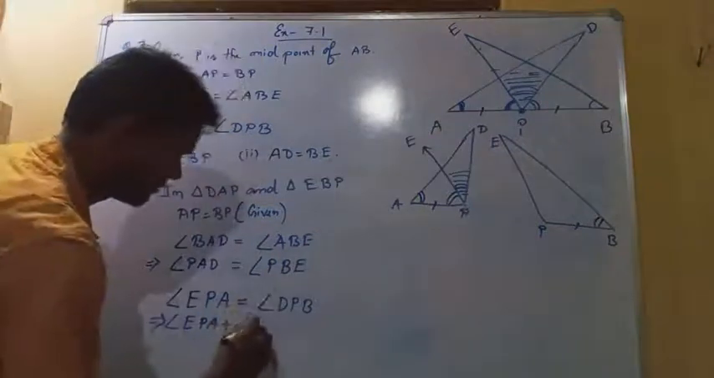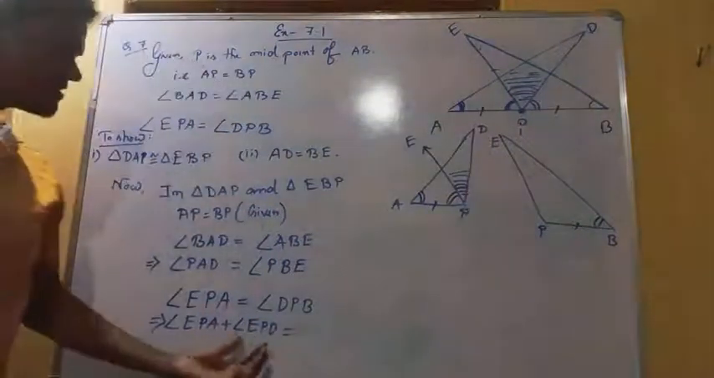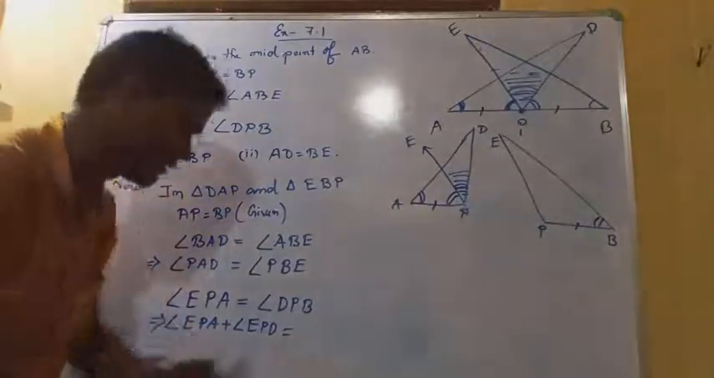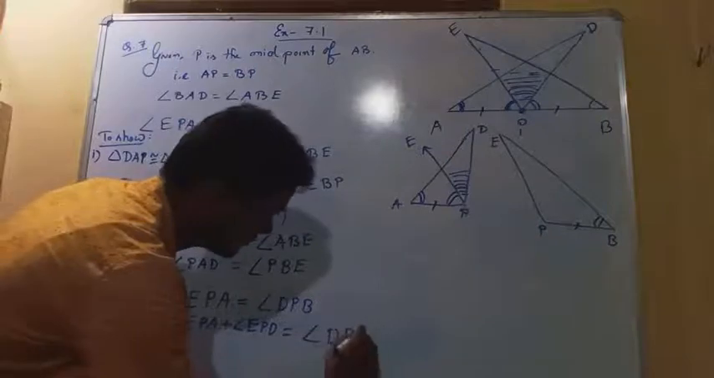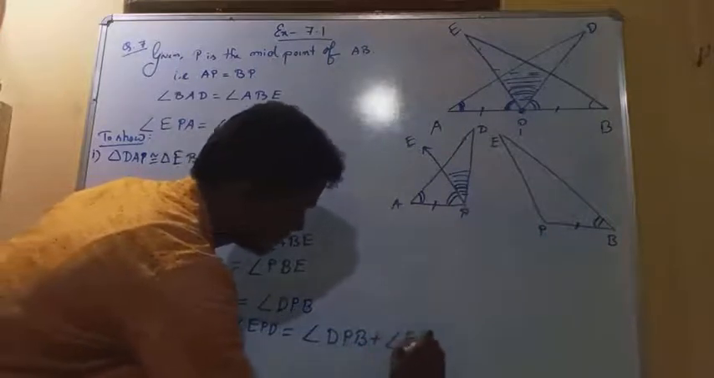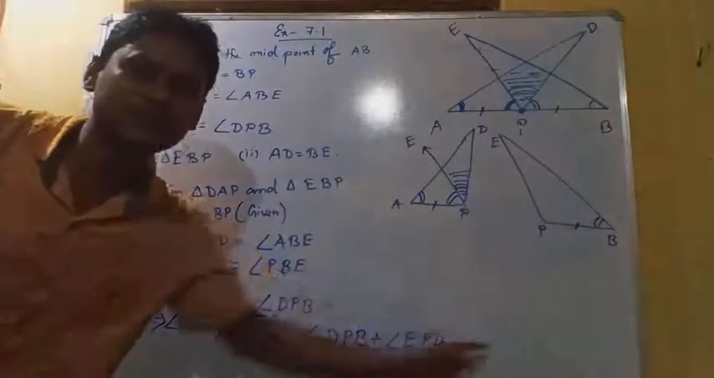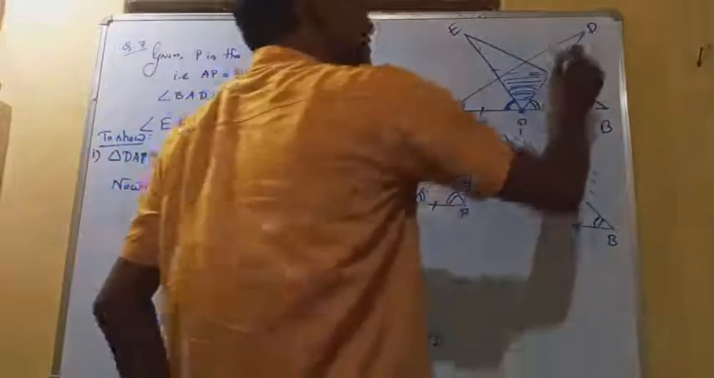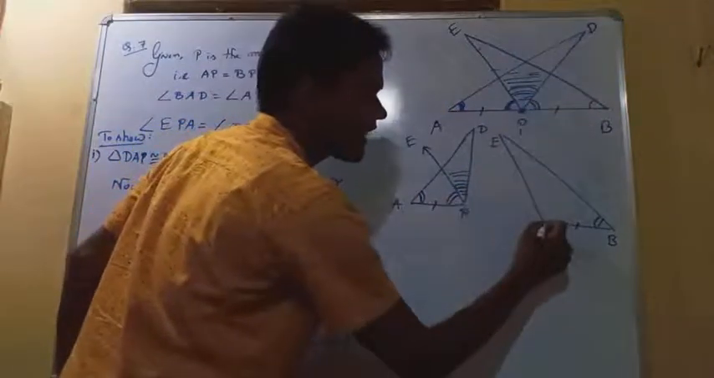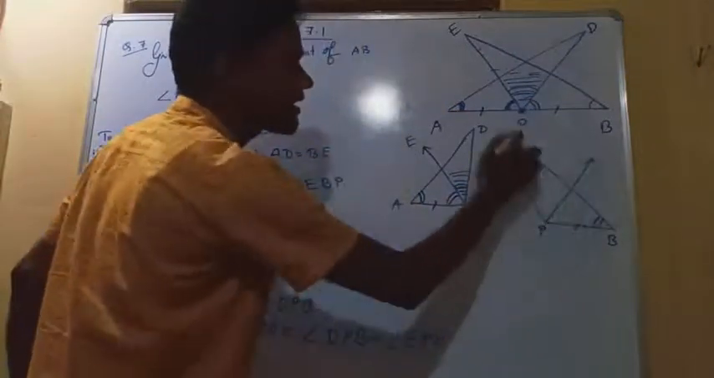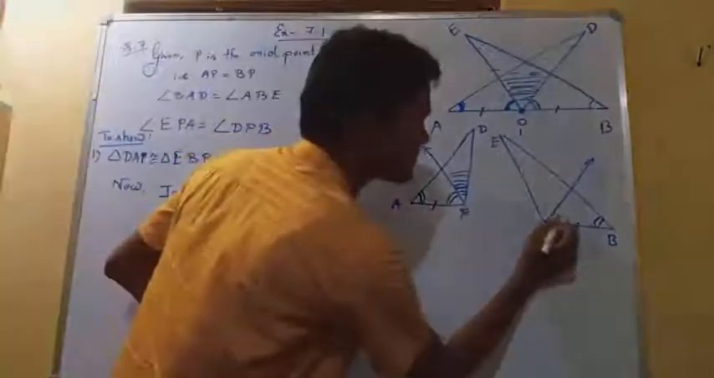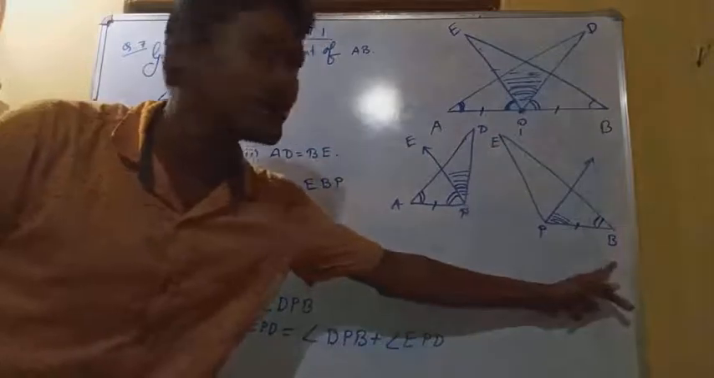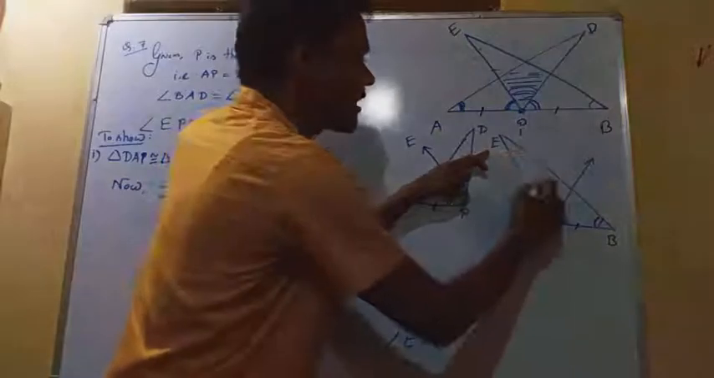Since I have added EPD here, I need to add it on this side also, adding equals on both sides. So add DPB plus angle EPD. This is adding equals on both sides. Now look at this point, DPB. Where is that? The line divides the angle P into two parts, so only this much is given. Similarly, if I need to get the complete angle EPB, then I have to add this much.